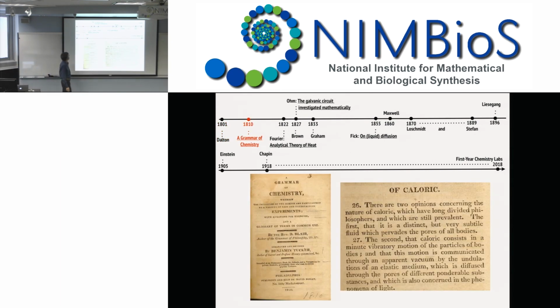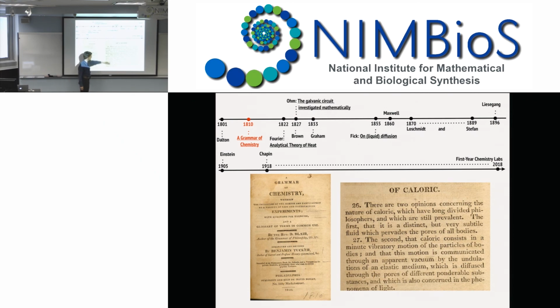1810, this is the first chemistry textbook published in the United States, A Grammar of Chemistry. This is in Steve's collection, Steve Thompson, the chemist I'm working with. And what's funny is, it's beautiful. But what I'm showing this for is to really set the stage for Fourier's analytical theory of heat, where he wrote down the diffusion equation.